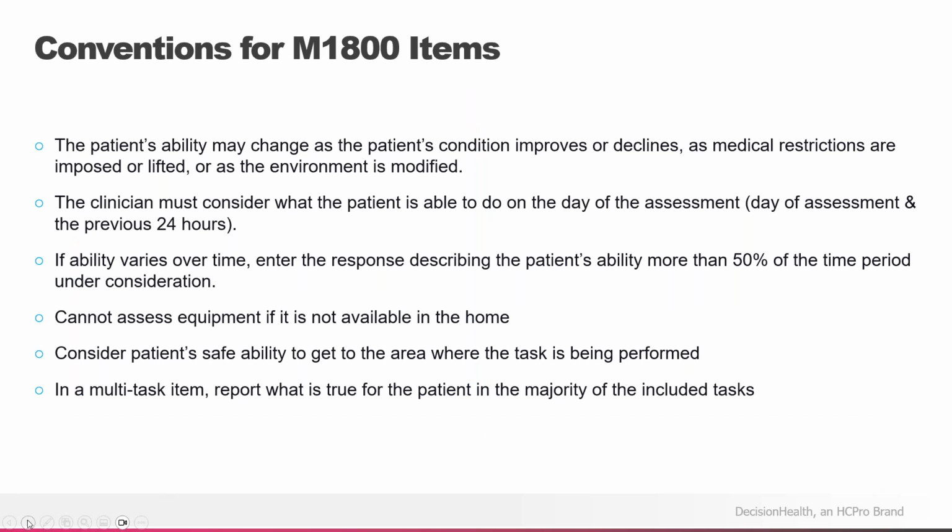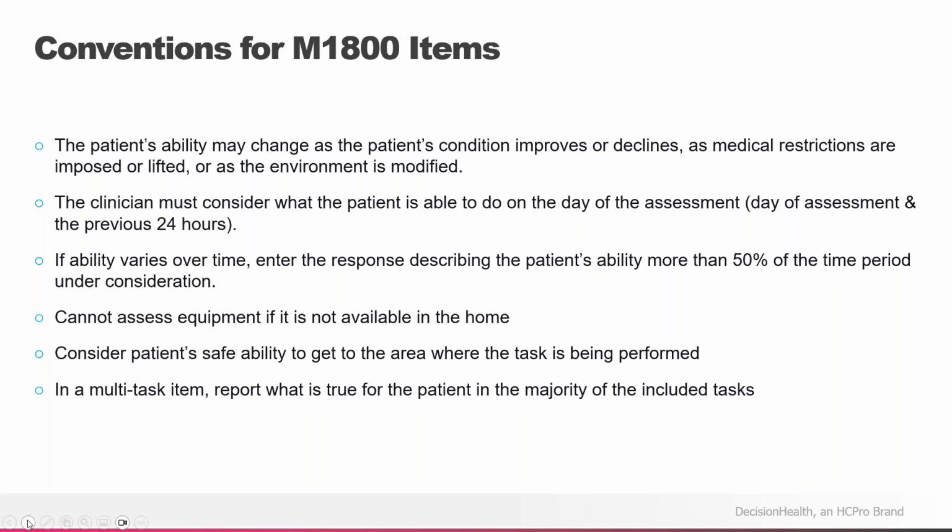So let's talk about some basic conventions for the M1800 items. And all this information, y'all, came directly out of the OASIS E1 guidance manual. The patient's ability may change as their condition improves or declines, as medical restrictions are imposed or lifted, or as the environment is modified. The clinician, again, we've already said, we're looking at what they can do on the day of assessment, which is the time in the home and the prior 24 hours.